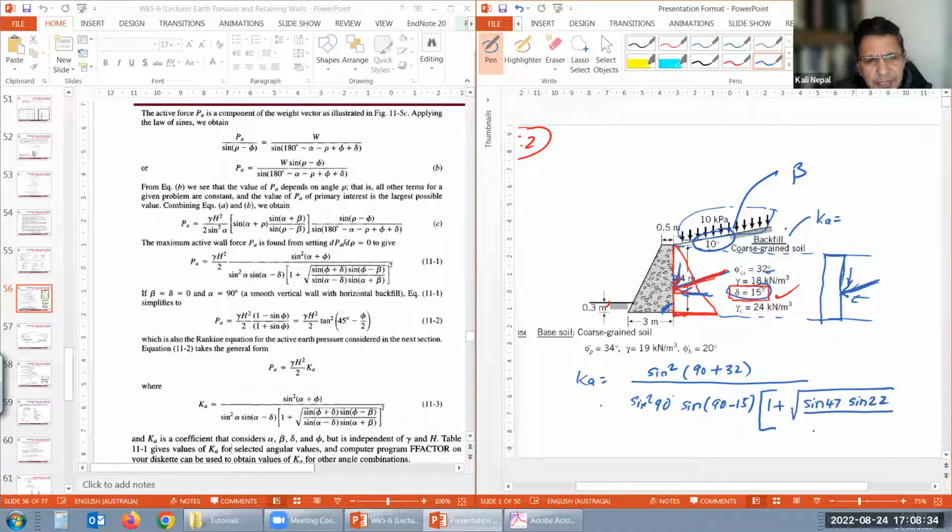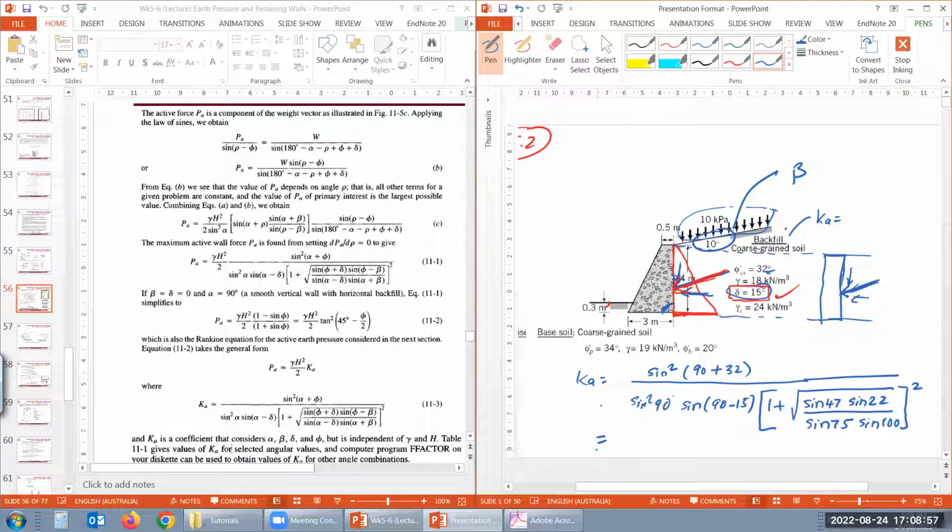Divided by sine alpha, 90, take away 15 is 75. So now sine of alpha plus beta. Alpha is 90, plus beta is 10, should be 100. And within that is the square again, right? Be careful with that. Okay, let's calculate how much we get, each of us.